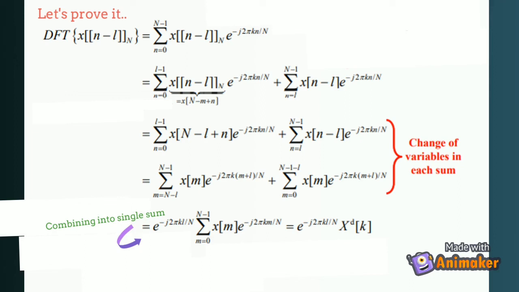It's time to combine all the terms into a single sum and take out the common exponential term, that is e to the power minus j 2 pi k L upon capital N, and hence we get the following expression, that is e to the power minus j 2 pi k L upon capital N into summation m is equal to 0 to capital N minus 1 x of m into e to the power minus j 2 pi k m upon capital N. After simplifying this, we will get the following result, that is e to the power minus j 2 pi k L upon capital N multiplied by Xd of k, which is our final result, that is the RHS part.